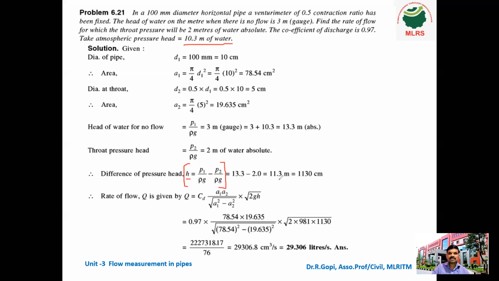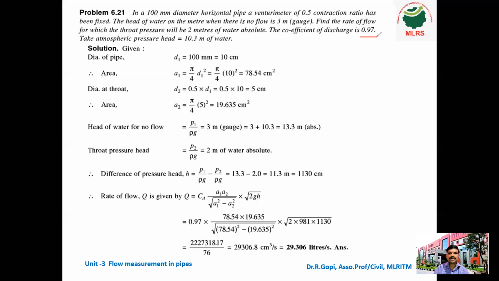So we got 11.3 meter. If you convert it into centimeter, it is 11.3 into 100, that is 1130 centimeter. So now the rate of flow. Once you have found H, substitute in this formula and we can easily get the rate of flow: Q equals CD into A1 A2 divided by root of A1 square minus A2 square, into root 2 GH. The CD value is also given in the question. It is 0.97.